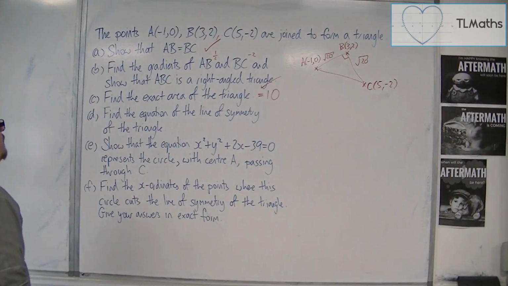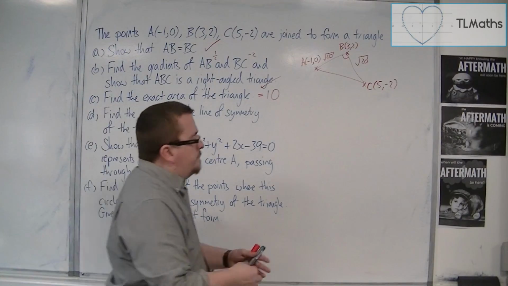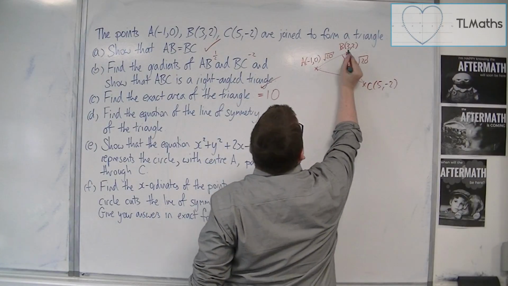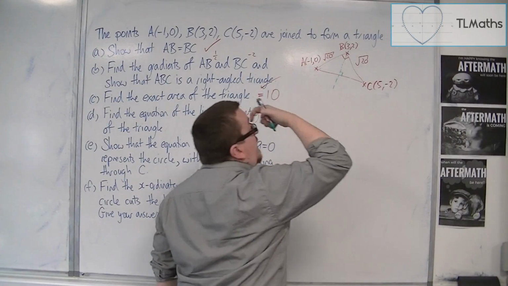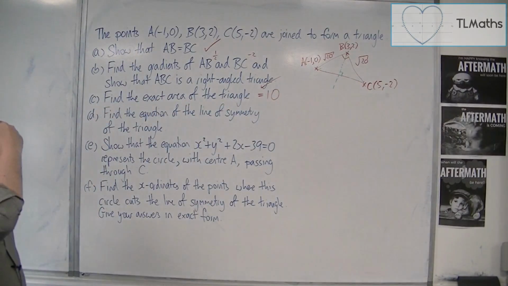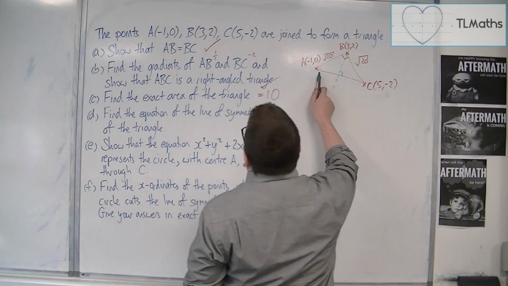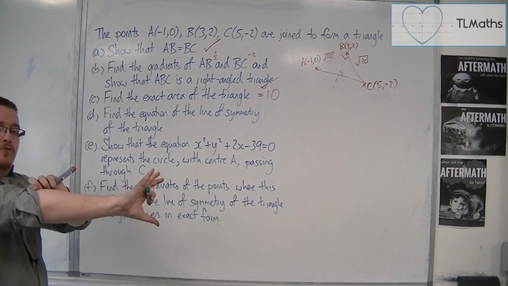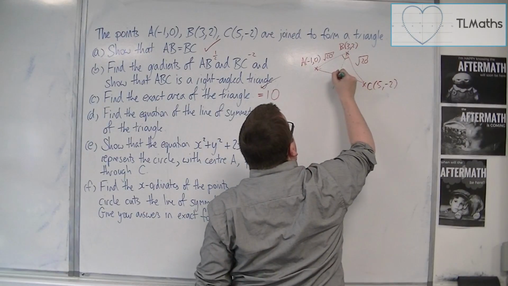Right, what's up next? Find the equation of the line of symmetry of the triangle. Now, what this is identifying is because it's right angled and isosceles, the line of symmetry must come down through this way and make a right angle with AC there. So in other words, what we need to do is find the gradient of AC and then use the negative reciprocal to find the gradient between B and this midpoint M, we'll call it.